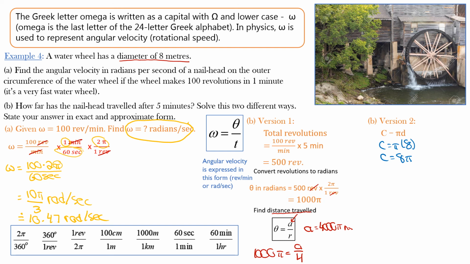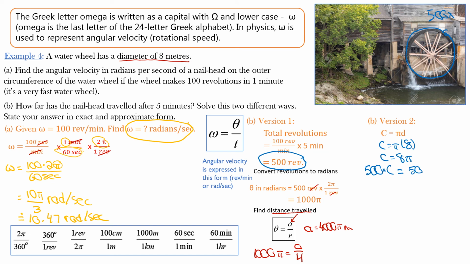So let's think about something else for a second. Remember, over here, we already figured out that the nail head does 500 revolutions in 5 minutes, goes around 500 times. So 500 revolutions means, looking up at the picture here, it's going around this circle 500 times. It's going around and around and around 500 times. That means whatever our circumference is, it's going around the circumference 500 times. So I've got to take 500 and I've got to multiply that by the circumference.